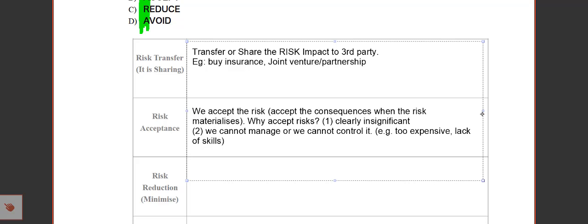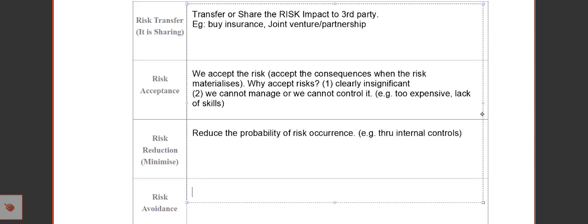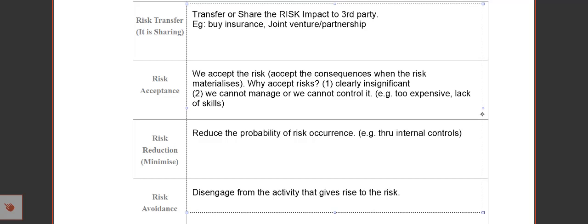Now, what is a risk reduction strategy? Risk reduction or risk minimization is basically how we want to reduce the probability of risk occurrence, so it's to cut down the percentage. An example is through internal control to reduce the risk. Risk avoidance is to disengage from the activity that gives rise to the risk. So you avoid it.